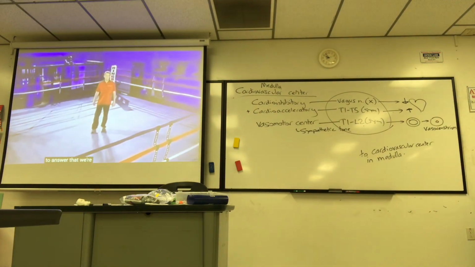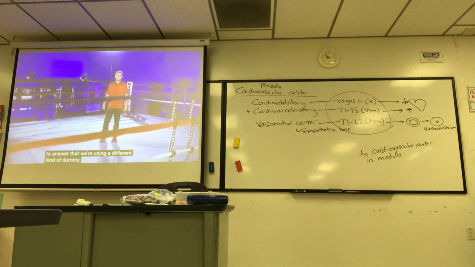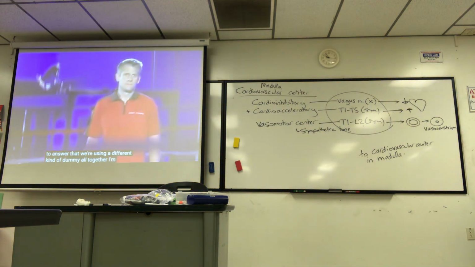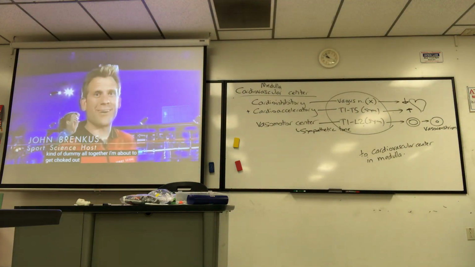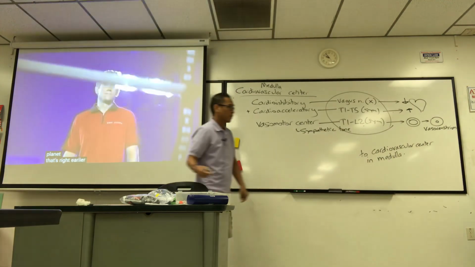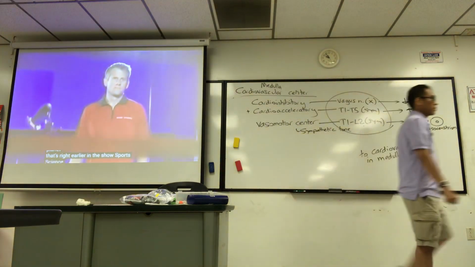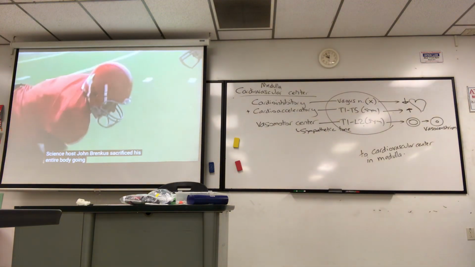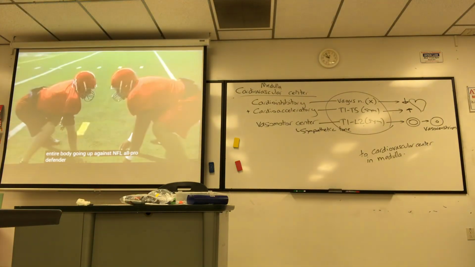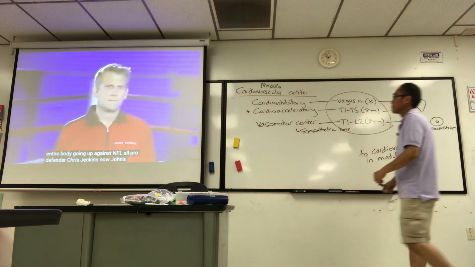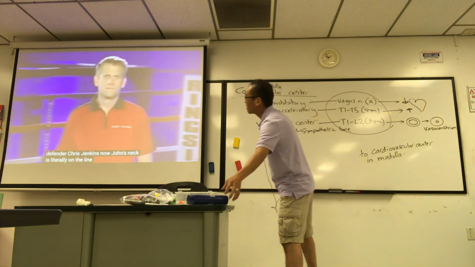To answer that, we're using a different kind of dummy altogether. I'm about to get choked out by the baddest man on the planet. That's right. Earlier in the show, sports science host John Brinkus sacrificed his entire body going up against NFL All-Pro defender Chris Jenkins. Now John's neck is literally on the line.